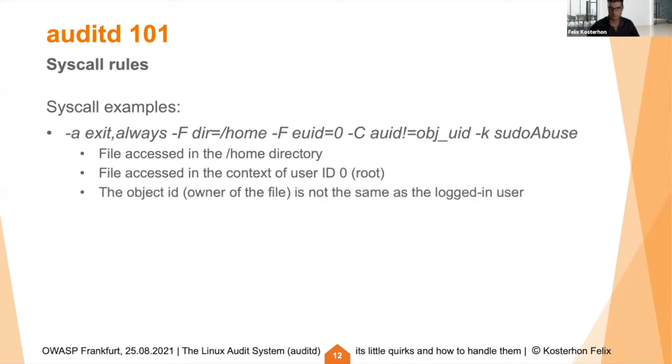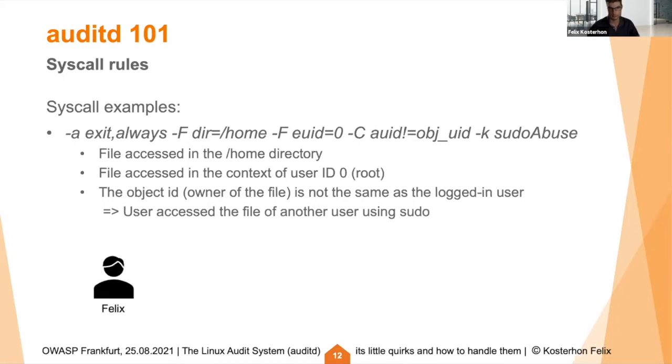And then we have two more attributes. We have the object user ID, which is the owner of the file. And then we have the AUID, which is the logged in user. So what the rule is doing is that a user accesses the file of another user using his sudo privileges, his administrative privileges. Don't worry, we're going through it again. So if I, for example, log into my PC, the login user ID, AUID, will be set to Felix, and it won't change anymore. Even if I switch the user afterwards, doesn't matter, the user ID will be fixed.